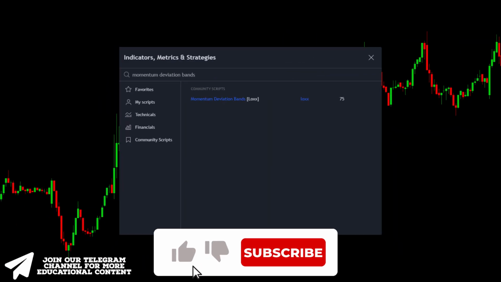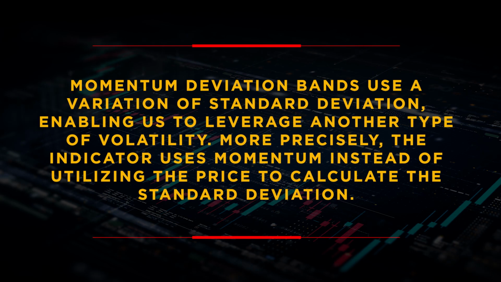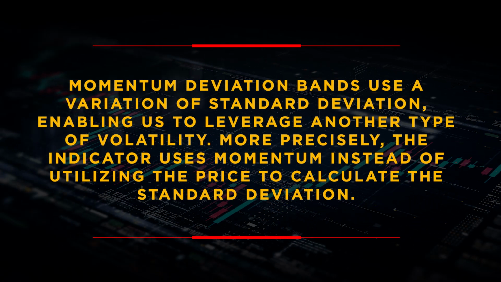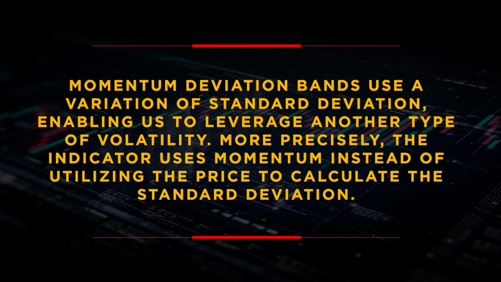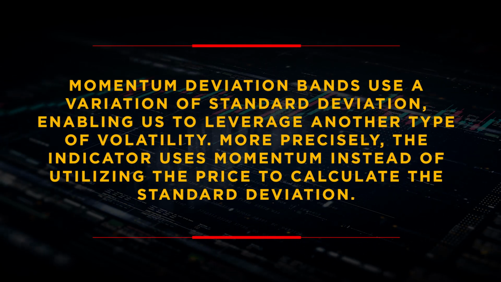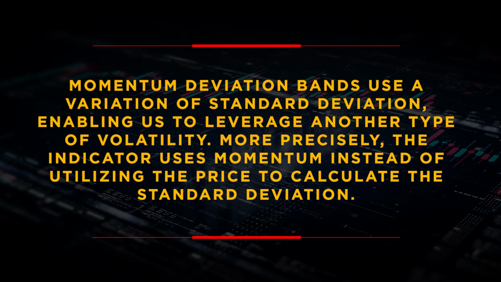With that, open the Indicators tab, type Momentum Deviation Bands, and choose this indicator. Momentum Deviation Bands use a variation of standard deviation, enabling us to leverage another type of volatility. More precisely, the indicator uses momentum instead of utilizing the price to calculate the standard deviation.